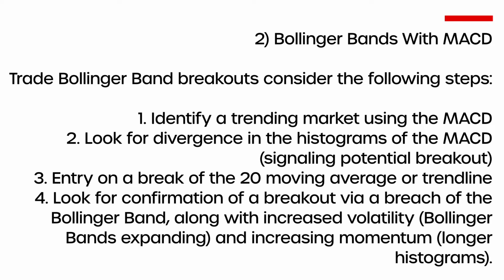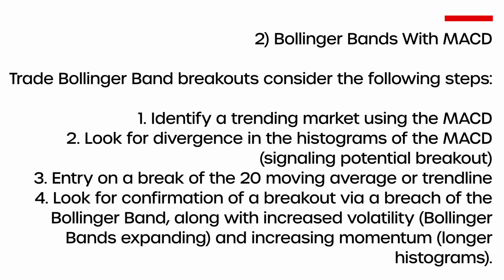As a result, traders can use the MACD to assess if a trend is picking up momentum or slowing down and setting up for a possible breakout, while the Bollinger Band can be used as an entry trigger and subsequent confirmation of a trade. Bollinger breakout strategy using Bollinger Bands and MACD. Traders looking to trade Bollinger breakouts should consider the following steps.